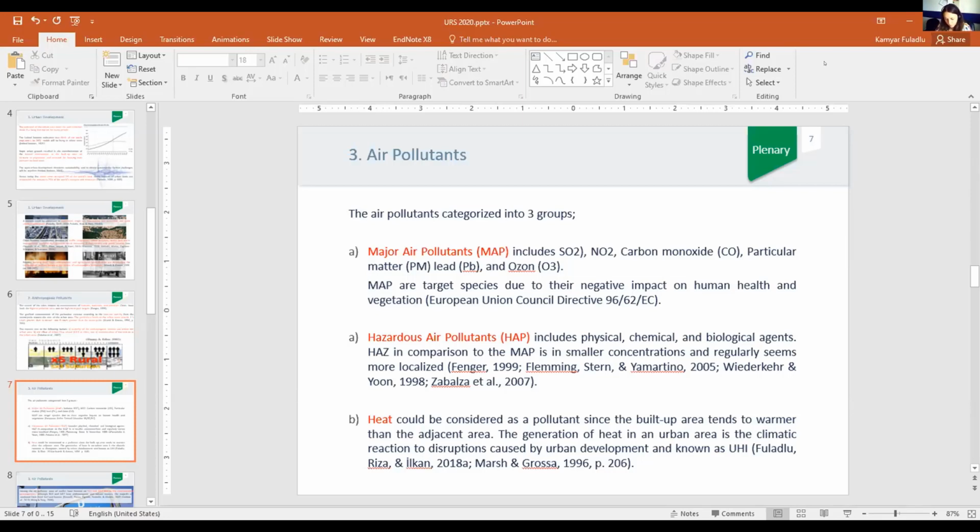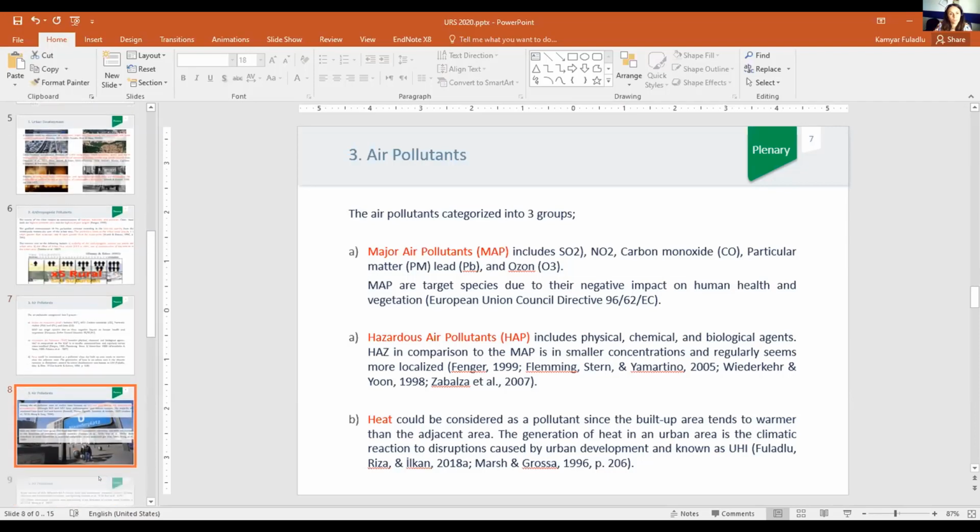Heat could be considered a pollutant since built-up areas tend to be warmer than adjacent areas, and the gradient of the heat in urban areas is a climatic reaction to this disruption caused by urban development. Nowadays we know it as the urban heat island.